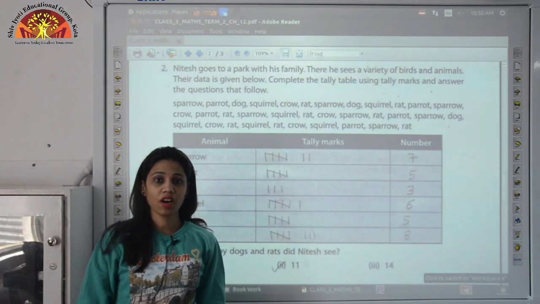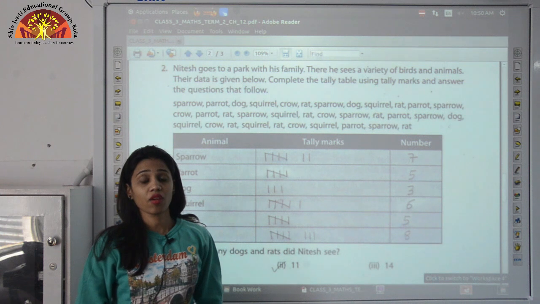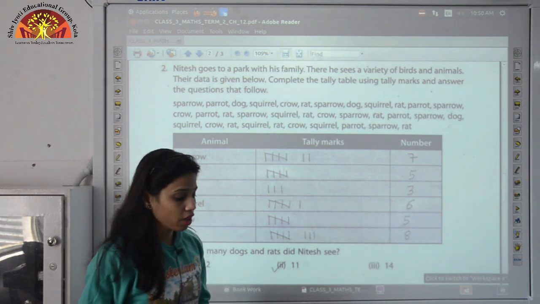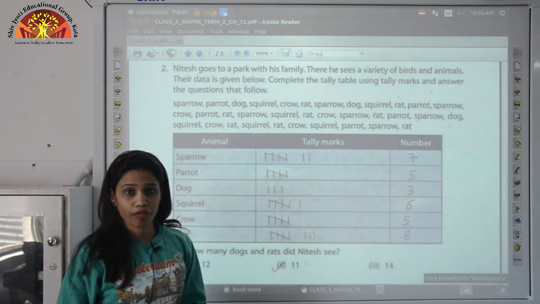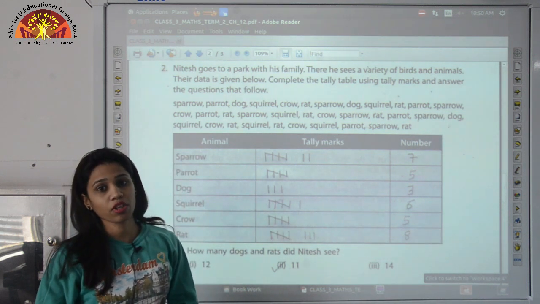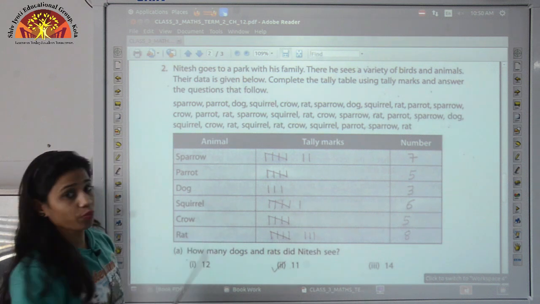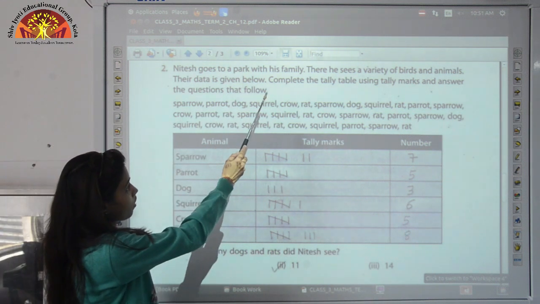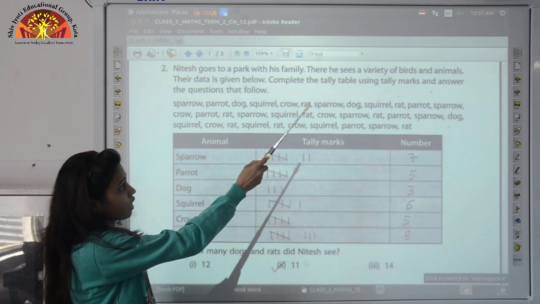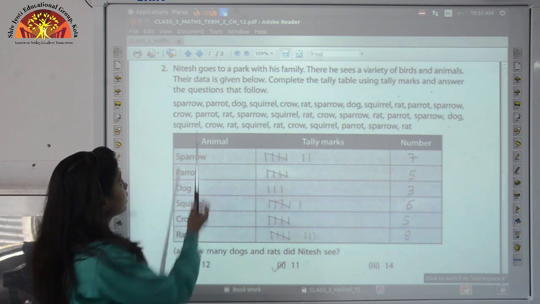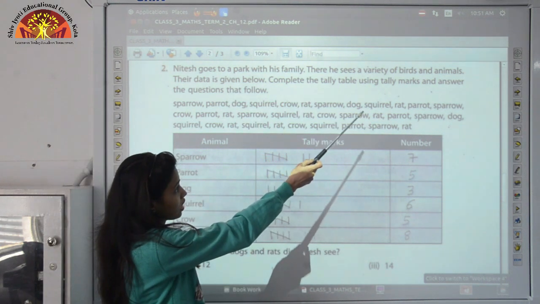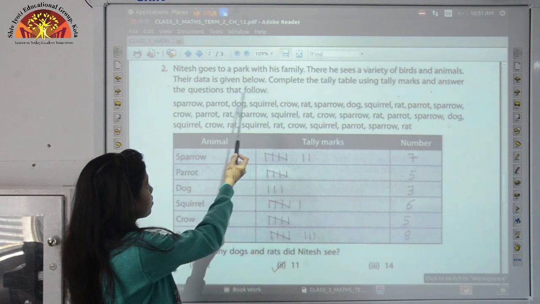Okay students, now we are going to study how to draw tally marks. For this, please open page number 172 of your book, that is exercise 12.2, question number 2. Now question number 2. Nitesh goes to a park with his family. There he sees a variety of birds and animals. Their data is given below. Complete the tally table using tally marks and answer the questions that follow.